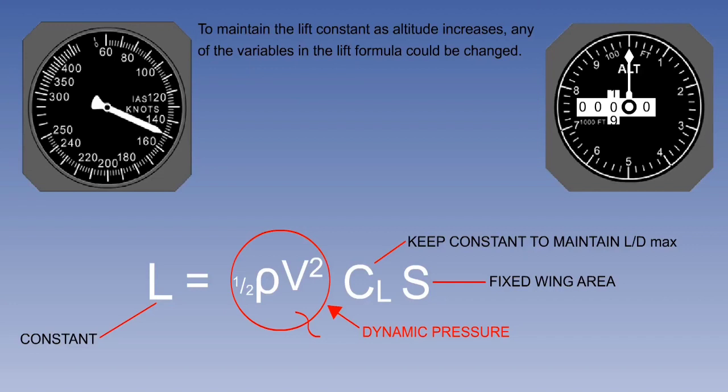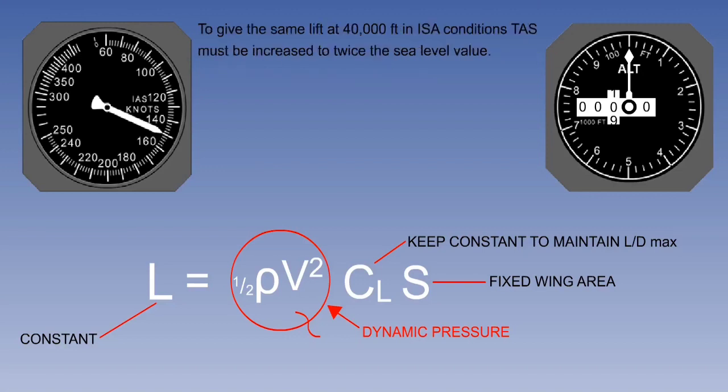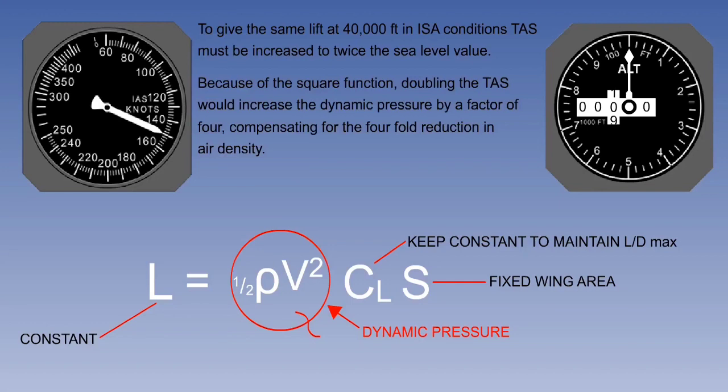To maintain constant lift as density decreases, any of the elements of the equation could be changed. But it is impractical to change wing area, and inefficient to change CL from the best lift-drag ratio at 4 degrees angle of attack. So since the dynamic pressure must be maintained, if one element drops, the density, the other, the TAS, must rise, in this case to twice the sea level value. Because of the square function of the TAS, doubling it would increase dynamic pressure by 4, compensating for the 4-fold drop in density.